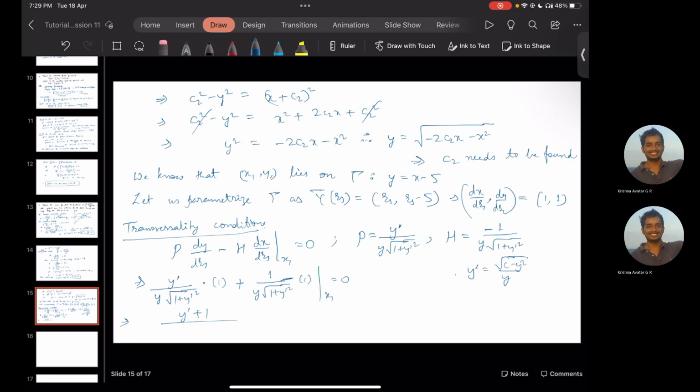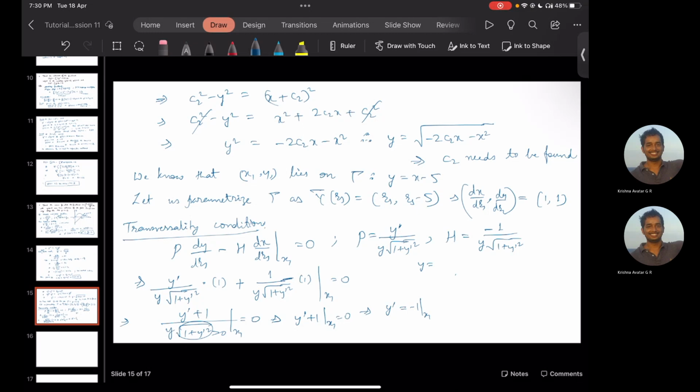Y prime plus 1 divided by y into root over 1 plus y prime squared is equal to, but all at x1. So this means that, and you see the denominator, this term under the root is always greater than 0. And y we can bring on the other side. So this implies that y prime plus 1 at x1 is equal to 0. Is it not? I think I have missed something here. Y prime is equal to -1 at x1, right?